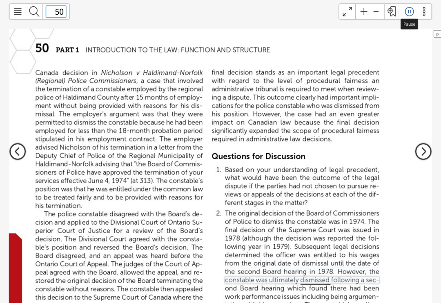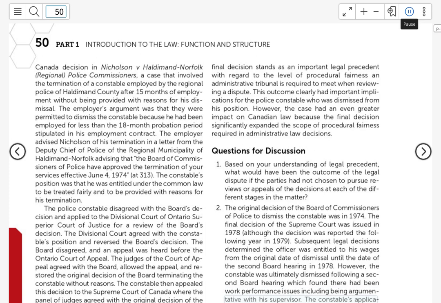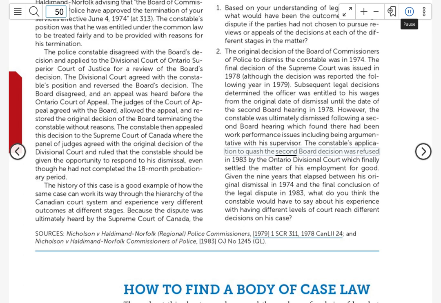However, the constable was ultimately dismissed following a second board hearing which found there had been work performance issues, including being argumentative with his supervisor. The constable's application to quash the second board decision was refused in 1983 by the Ontario Divisional Court, which finally settled the matter of his employment for good.